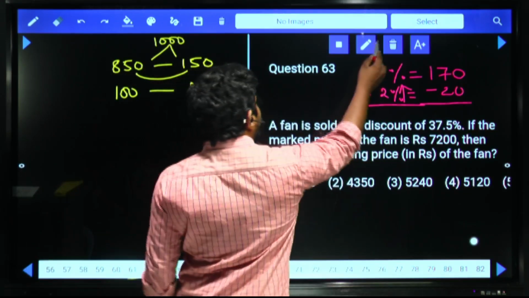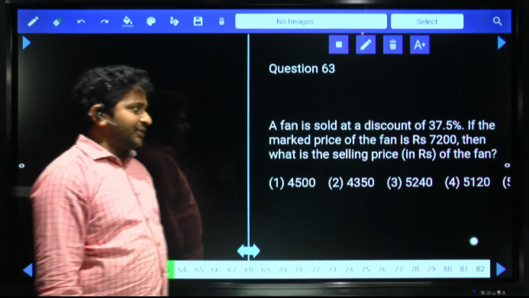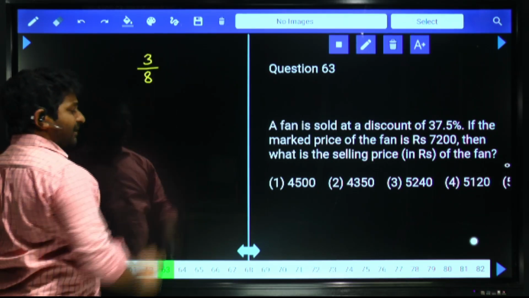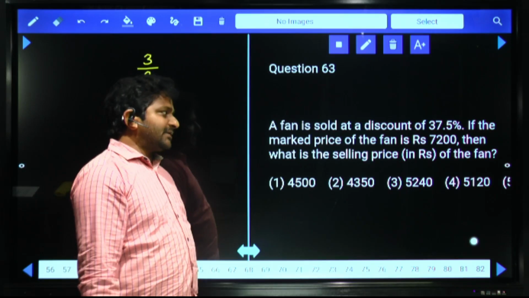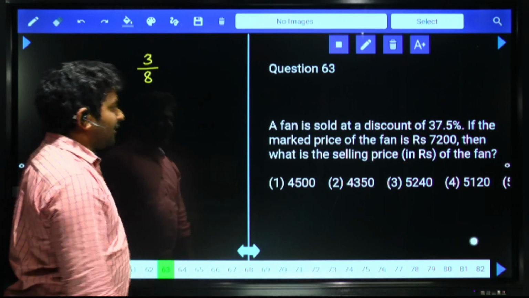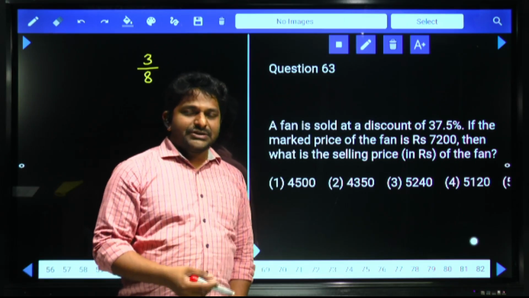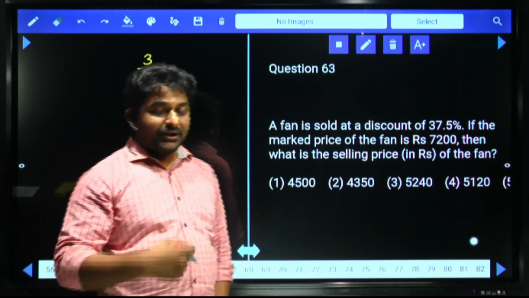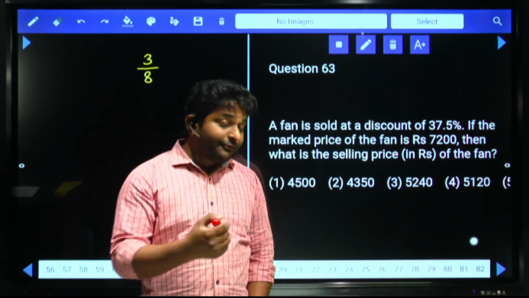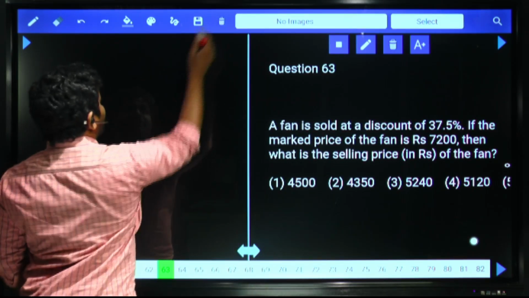Next, a fan is sold at a discount of 37.5%. 37.5% conversion: 37.5% means the fractional value is 3/8. We will talk about this in the percentage chapter. If the market price of the fan is 7,200, then what is the selling price of the fan? Okay. Now, when you are giving 3/8 discount: if we gave 10% discount, the remaining amount we pay is 90%. If we gave 20% discount, we pay the remaining 80%. If we gave 1/4 discount, we pay the remaining 3/4. Since 3/8 discount is given, the amount to pay is 5/8.